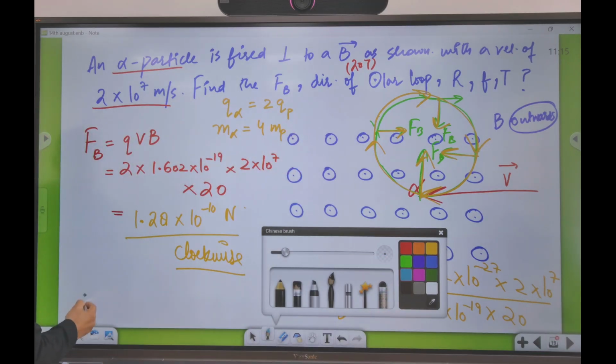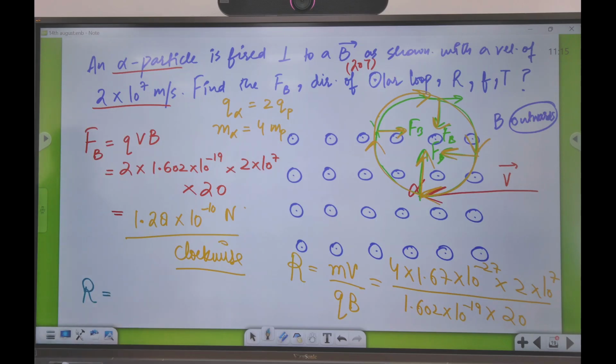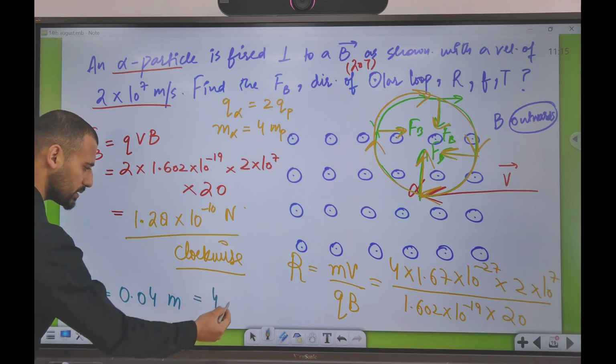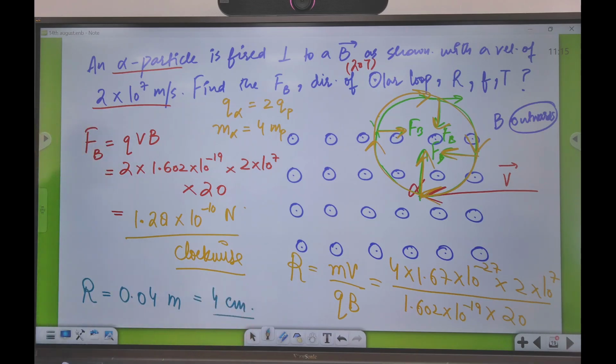Yes, the radius is 0.04, 4 something. Yeah, 0.0169... meters, right? Isn't it? So the circular path is actually 4 centimeters of radius. Is that fine?